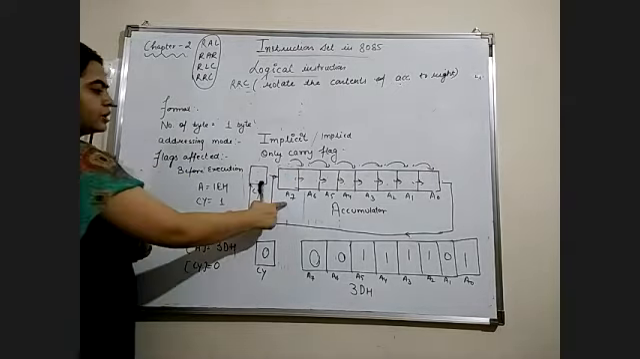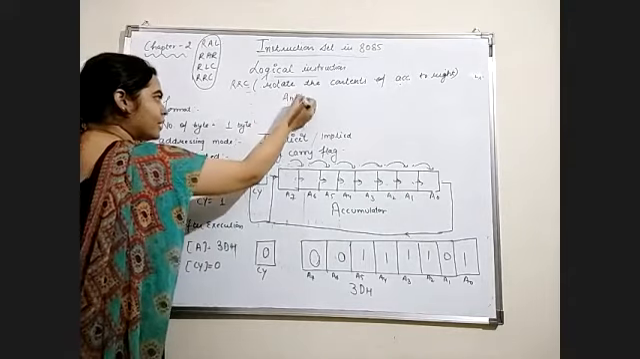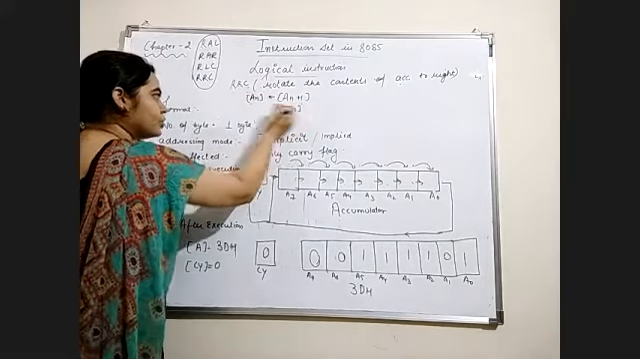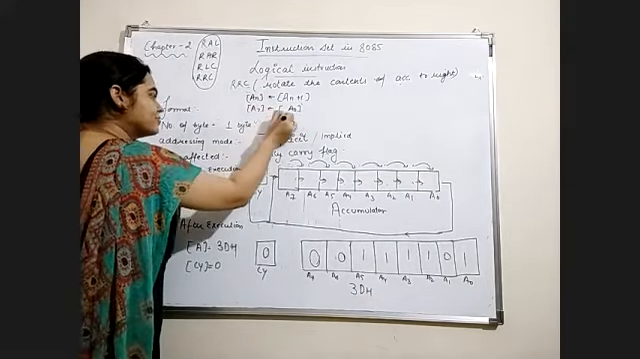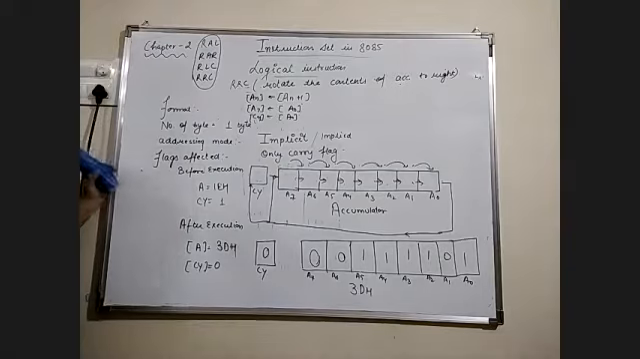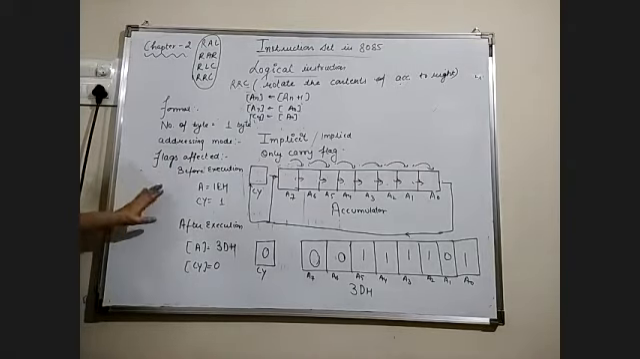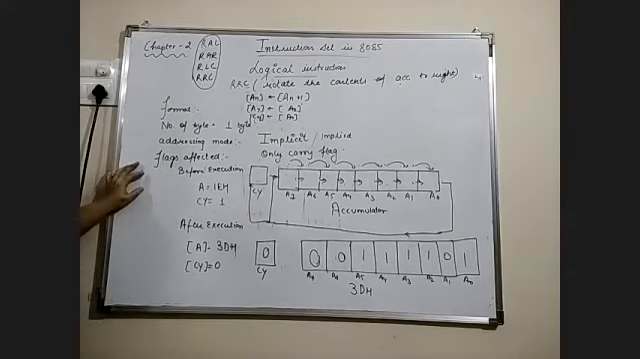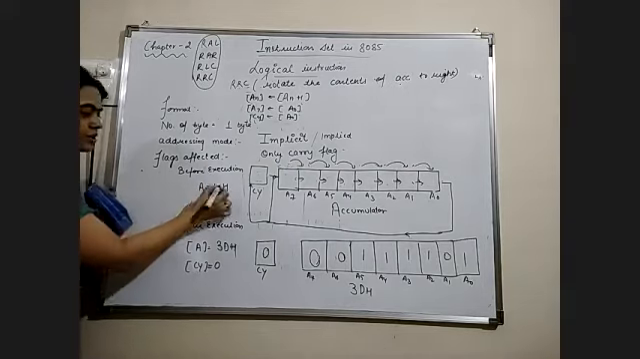So the value of AN plus 1 will go into AN. The value of A0 will go into A7, as well as the value of A0 will go into the carry flag according to this diagram. Okay, so this is our RRC instruction. Now using an example we can see how the values change.